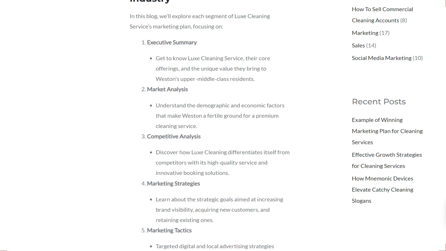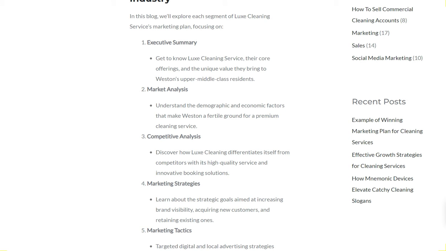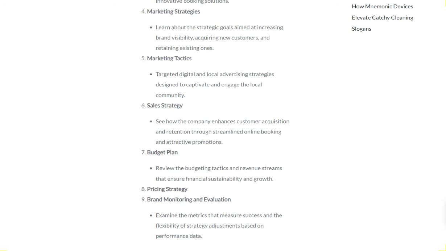So that is the point. There are 9 main topics to putting together a marketing plan. We got the summary, which you generally do at the end. I know it's counterintuitive that you would do the summary last, but you answer all the questions and then you summarize it. So we have the summary, market analysis, your competitors. We have marketing strategies, the tactics. Then we have sales strategy, our budget plan, our pricing strategy, and then how do we evaluate success and failure.